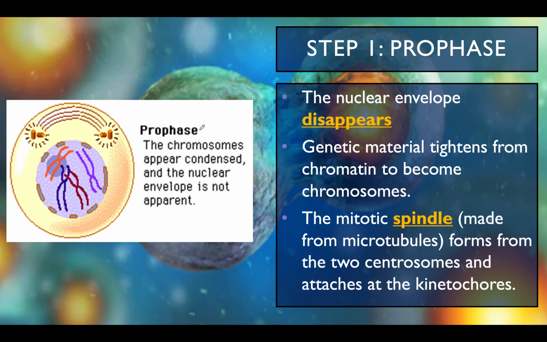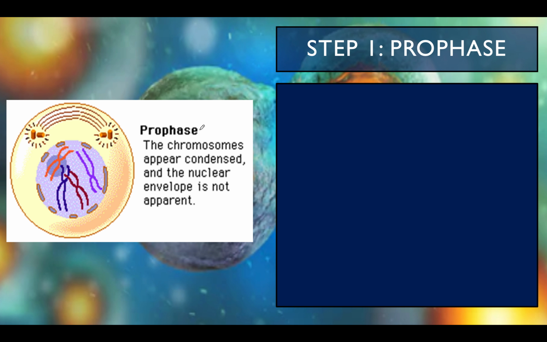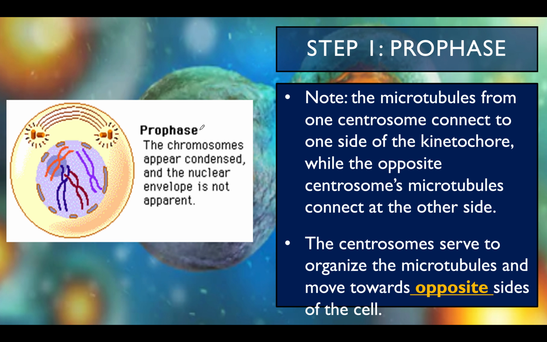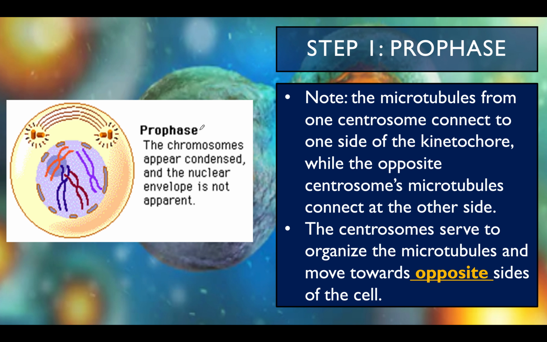The mitotic spindle, made from microtubules, forms from the two centrosomes and attaches at the kinetochores. That is the first step in mitosis, prophase. Note the microtubules from one centrosome connect to one side of the kinetochore, while the opposite centrosome's microtubules connect to the other side of the kinetochore. The centrosomes serve to organize the microtubules and move toward opposite sides of the cell. And yes, this is what the microtubules are going to be for. That is why we have a kinetochore.